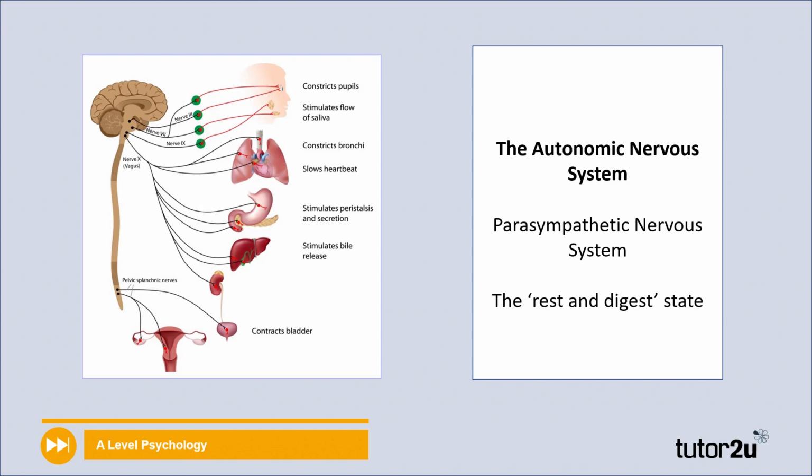So we can see there that the autonomic nervous system, which is part of our peripheral, has two divisions of its own, and each has a very different response and function to each other.